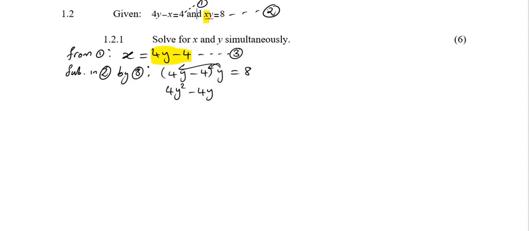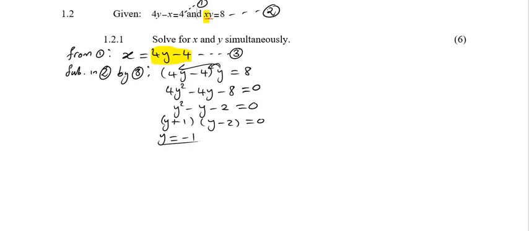Then let me transpose 8 to the left hand side. We'll have minus 8 equals 0. You can divide because 4 is a common factor. So y squared minus y minus 2 equals 0. Then I can factorize this: y plus 1 and y minus 2 equals 0. So it's either y equals minus 1 or y equals 2.